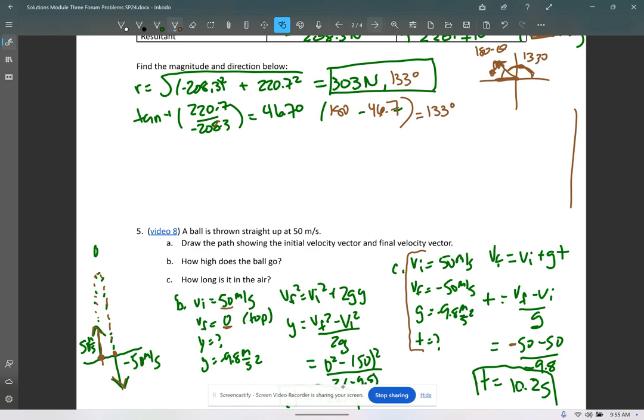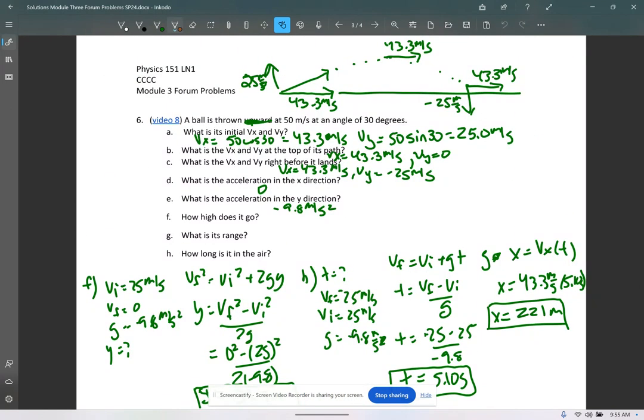Now we're going to compare that to projectiles that are thrown at an angle. So now I'm going to throw something up at an angle of, sorry, 30 degrees, at 50 meters per second. So it has an x component of 50 times cosine of 30, which is 43.3 meters per second. And it has an initial y of 25 meters per second. So it's like I threw it up at 25 meters per second, and I threw it forward at 43 meters per second. The 25 meters per second goes to zero.